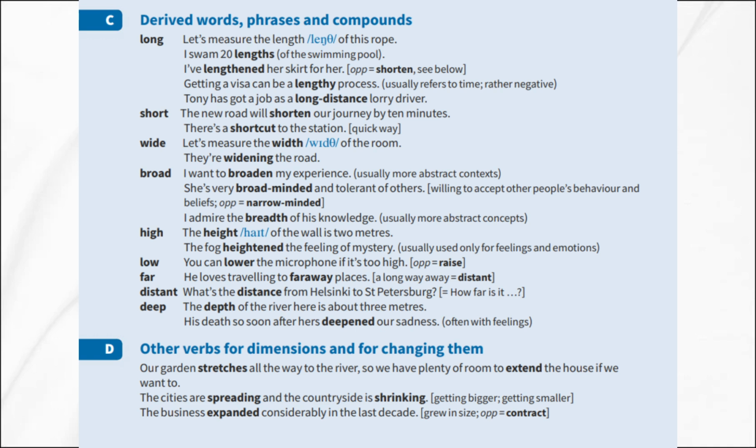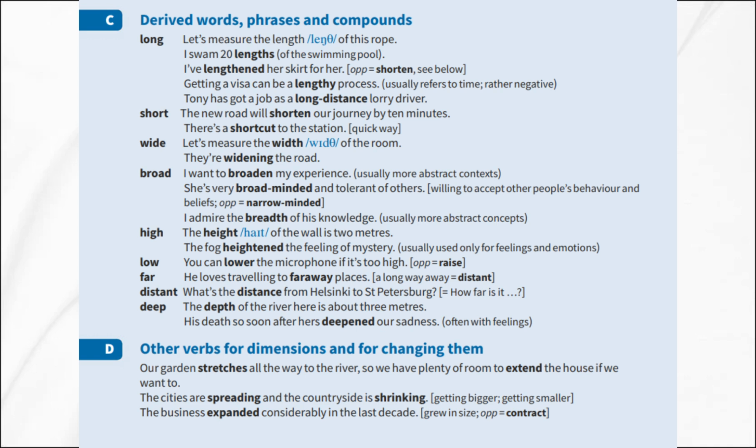From wide, we have the noun width. For example, let us measure the width of the room. And the verb widen. For example, they are widening the road. From broad, we have the verb broaden. For example, I want to broaden my experience. This is usually used in more abstract contexts. We also have the adjective broad-minded, meaning willing to accept other people's behavior and beliefs. The opposite is narrow-minded. And the noun breadth. For example, I admire the breadth of his knowledge, again, usually used for abstract concepts.